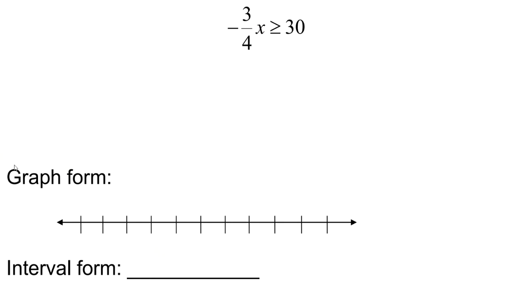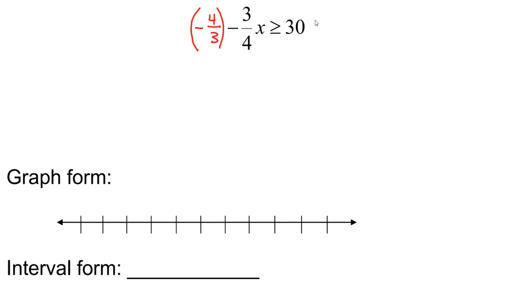This inequality says negative 3/4 x is greater than or equal to 30. Well, the negative 3/4 and the x are being multiplied. So to undo that, or to get rid of the negative 3/4, since that's being multiplied, we would need to divide, but we can't divide a fraction by a fraction. We have to multiply by its reciprocal. So to solve this, we're going to multiply both sides of the inequality by the reciprocal of negative 3/4. The reciprocal of negative 3/4 would be negative 4/3, or 4/3.